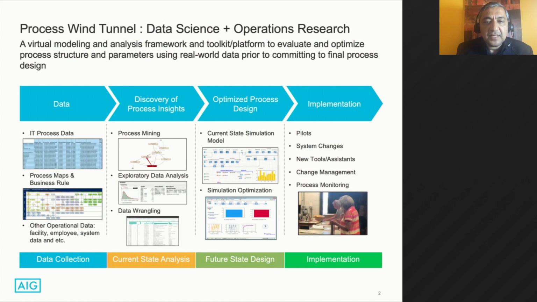Then we use that to figure out how we develop the future state. How do we improve the process? So far we have been looking at the historical data, seeing how things have been happening. And the next phase is, how do we improve the process? And that's where simulation comes into play. We use discrete event simulation. And the thing is, it's all driven by the data. In particular, a lot of the components of this discrete event simulation model come from process mining.